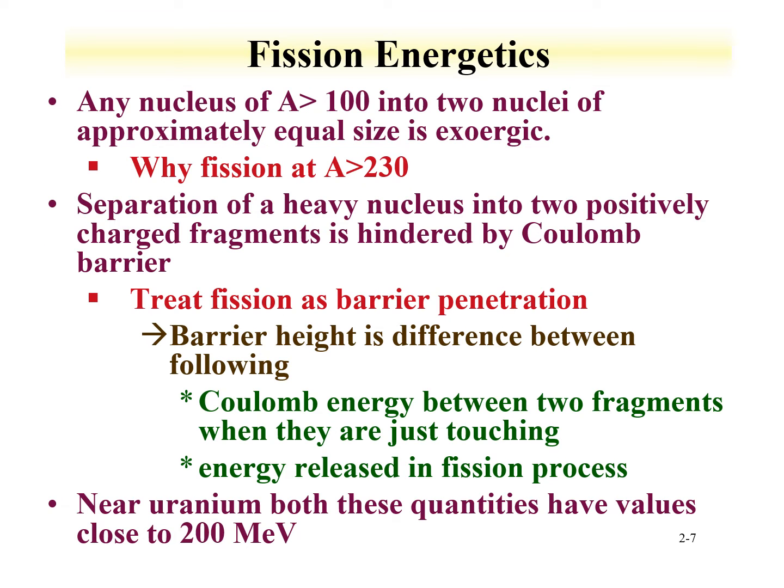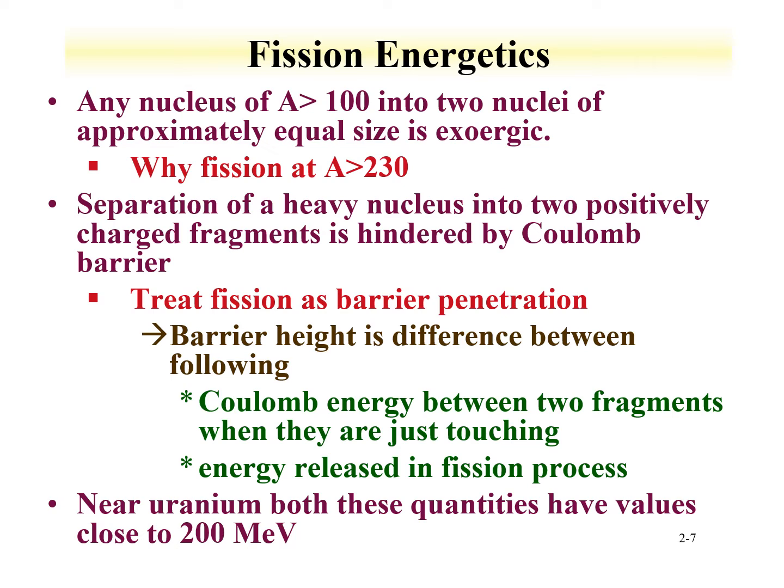The energetics of the fission process, that's what drives nuclear fission, but it's also something that we can use to evaluate which isotopes will fission and which ones won't. Fundamentally, any nucleus with an A greater than 100 can split into two approximately equal size fragments with resulting energy. However, why do we only see fission at about 230?